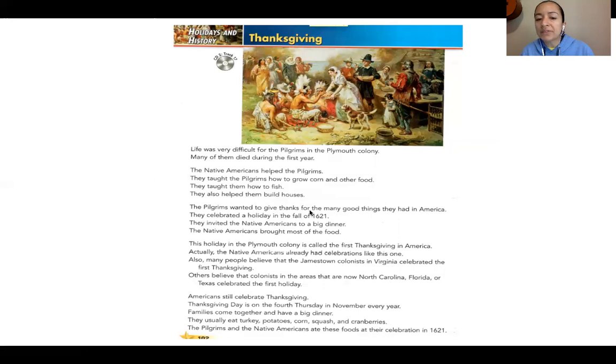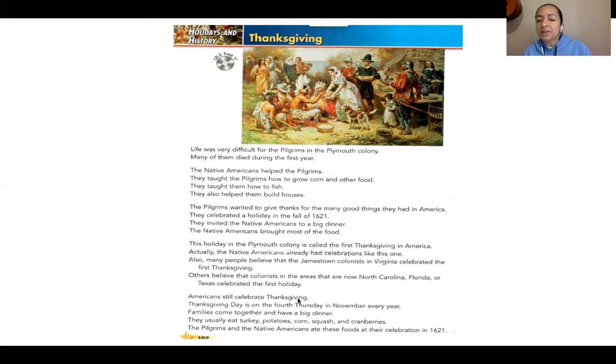The Pilgrims wanted to give thanks for the many good things they had in America. They celebrated a holiday in the fall of 1621. They invited the Native Americans to a big dinner. The Native Americans brought most of the food. This holiday in the Plymouth colony is called the first Thanksgiving in America. Actually, the Native Americans already had celebrations like this one. Also, many people believe that the Jamestown colonists in Virginia celebrated the first Thanksgiving. Others believed the colonists in the area that is now North Carolina, Florida, or Texas celebrated the first holiday.